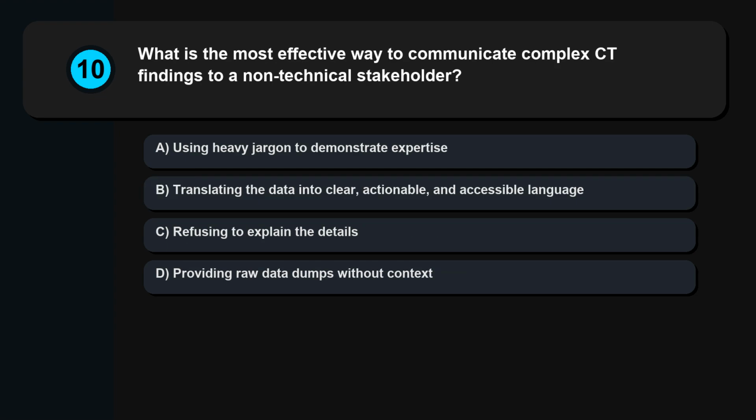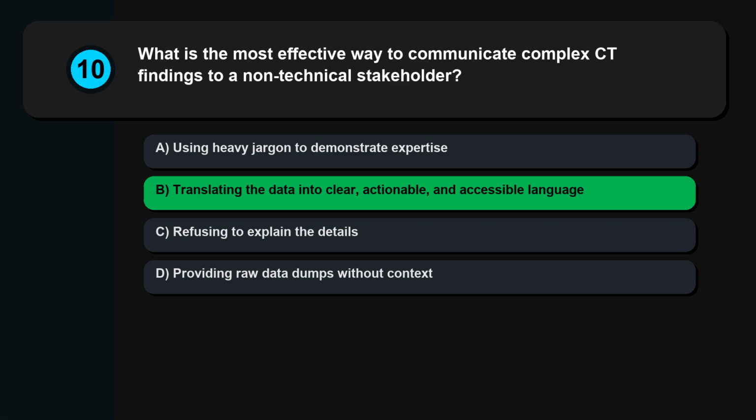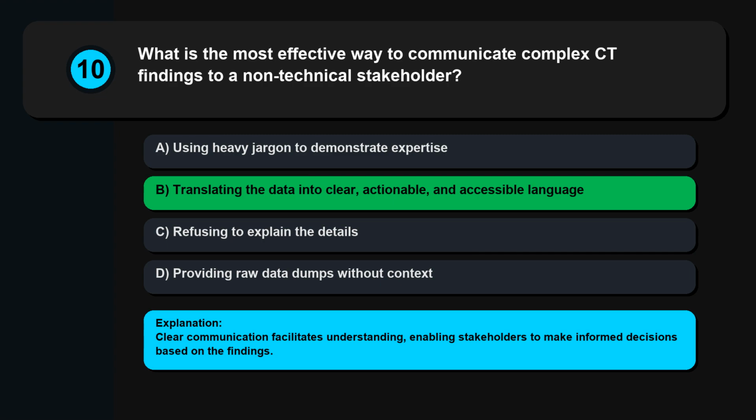Question 10. What is the most effective way to communicate complex CT findings to a non-technical stakeholder? Using heavy jargon to demonstrate expertise, translating the data into clear, actionable, and accessible language, refusing to explain the details, providing raw data dumps without context. Clear communication facilitates understanding, enabling stakeholders to make informed decisions based on the findings.